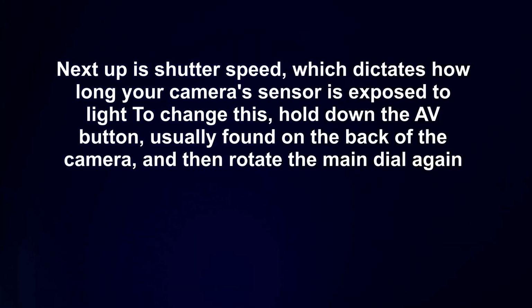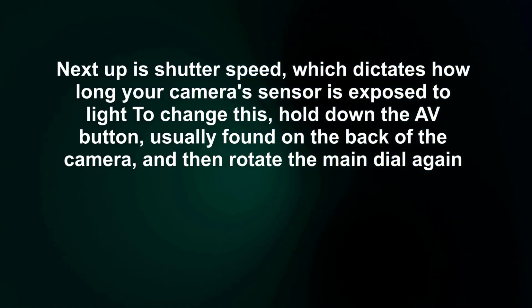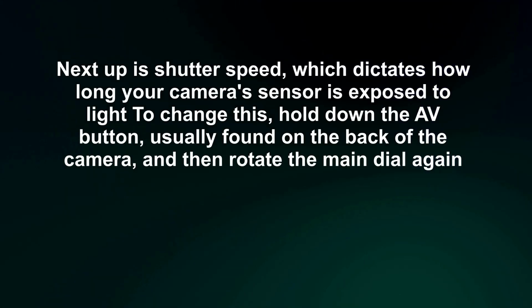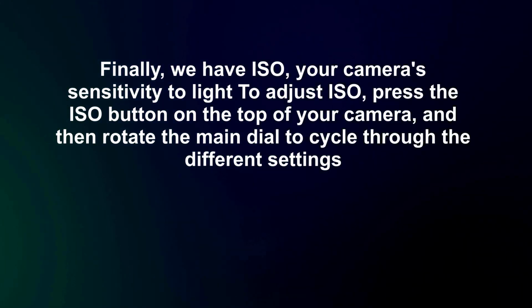Next up is shutter speed, which dictates how long your camera's sensor is exposed to light. To change this, hold down the AV button, usually found on the back of the camera, and then rotate the main dial again. Finally, we have ISO, your camera's sensitivity to light.